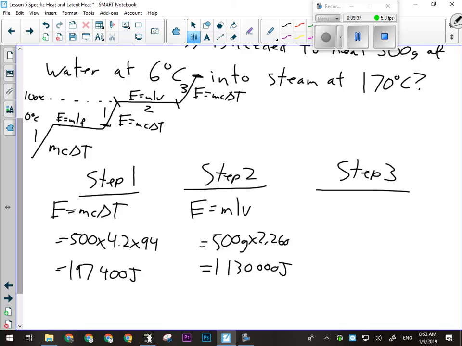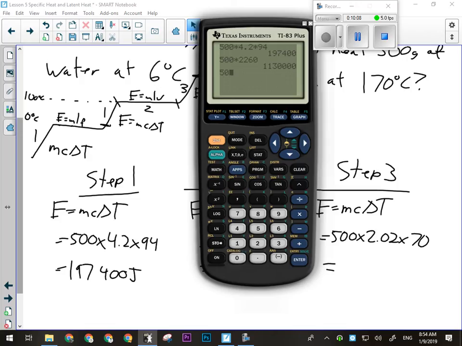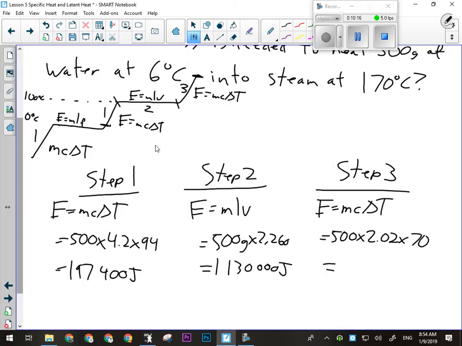Step 3. I now have steam at 100 degrees. If I keep adding heat, what's going to happen to the steam? It'll heat up, it'll get hotter. That means I'm changing its kinetic thermal energy and thus its temperature. So I use E equals mc delta T. I still have 500 grams, but now I'm heating steam, which has a different heat capacity, 2.02, and I'm going to change its temperature by how much? 70. So we're looking at 70,700 joules.